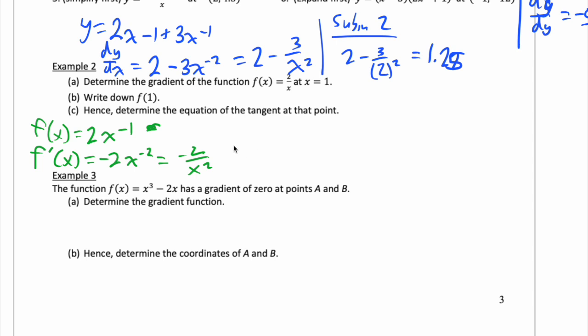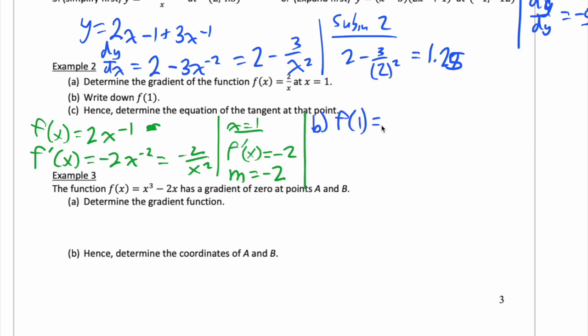Okay, so now we substitute in x equals 1, and that just becomes -2. And you just have to recall what that means. That means the slope equals -2 at that particular point. Okay, so part B, f of 1. f of 1 is just the y value when x equals 1. So that is just 2 over 1, or just 2.